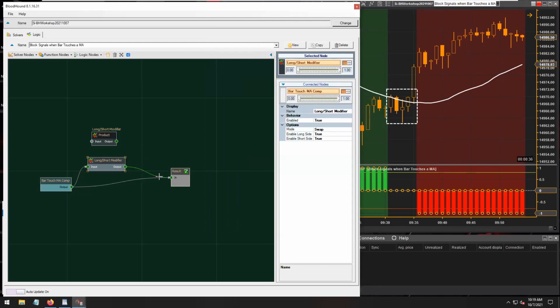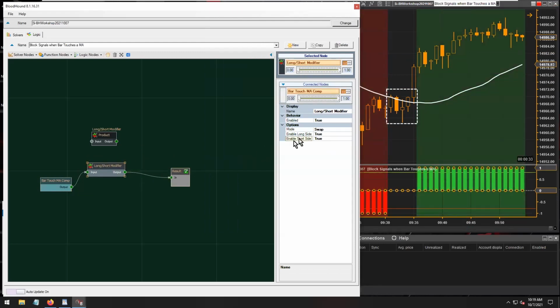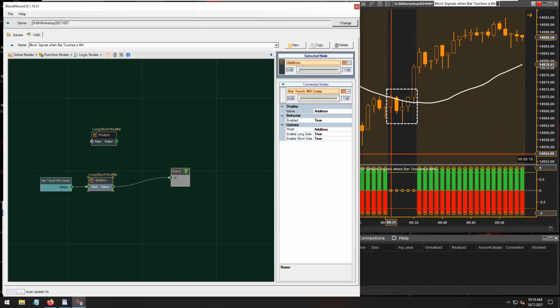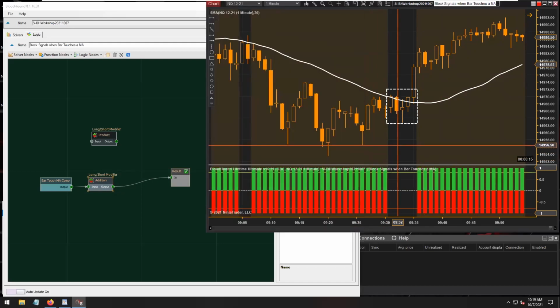So let's see here. So the mode, let's see, addition. Yeah, there we go. So we can just use addition like so. And there we have it. So as long as the bar is not touching, then we have a long and short output.